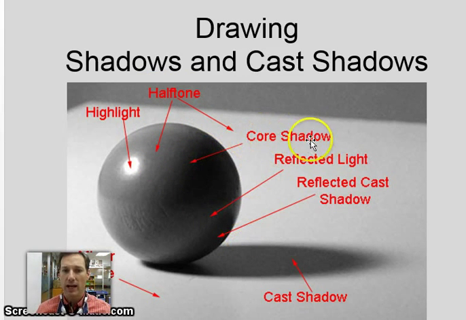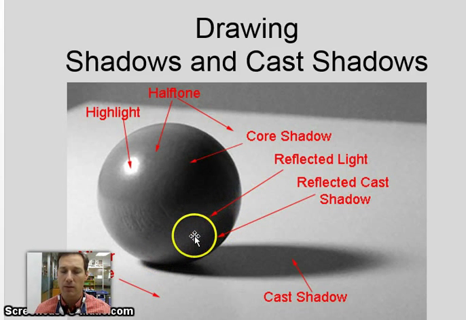Now, the core shadow is the area that is the shadow on the object. All right, it's going to be the darkest part of the shadow that is on the object. That's the core shadow. Then there's going to be some reflected light. There's always reflected light in every picture because the light that's hitting this whole thing is bouncing off the tabletop here and lining up about right here on this sphere. You can see it's just a little bit lighter because that light is bouncing back again.